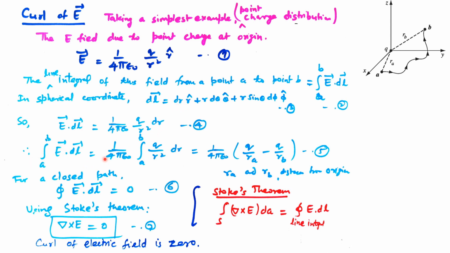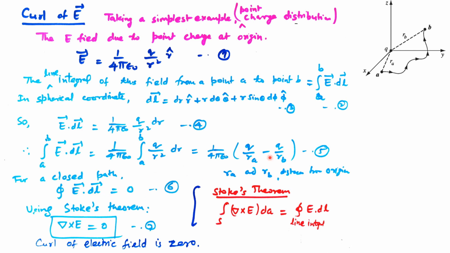And now we have the integral from A to B of E dot dl, which is 1 upon 4 pi epsilon naught, integral A to B of q by r square dr. If we put the value here, then 1 upon 4 pi epsilon naught, q by ra minus q by rb. If you integrate 1 upon r square, it will be minus 1 upon r, and if you put the limits a to b, then it will be 1 upon ra minus 1 upon rb.